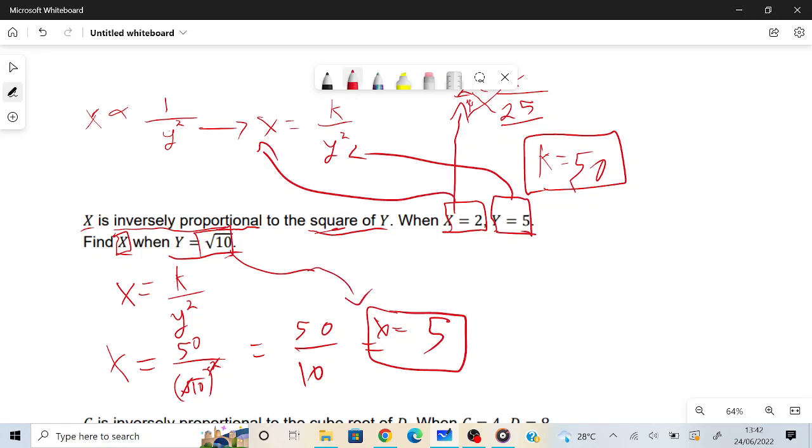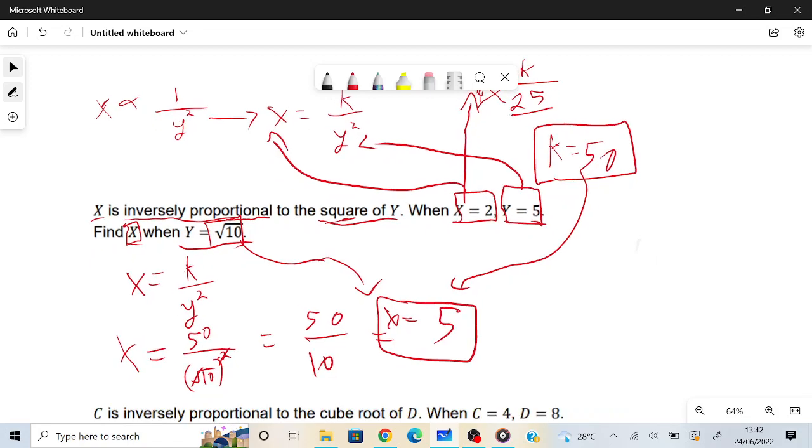And as you can see again, we had to use the k equals 50, the constant value, to find the answer.